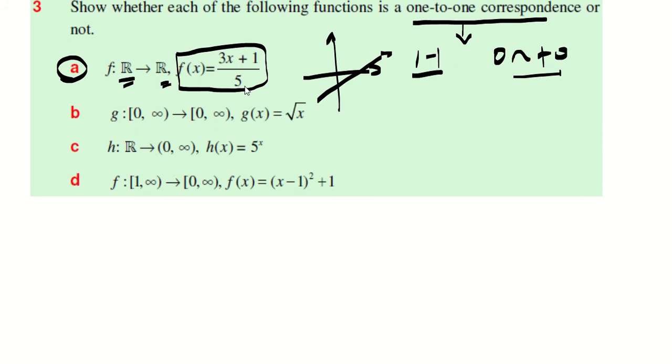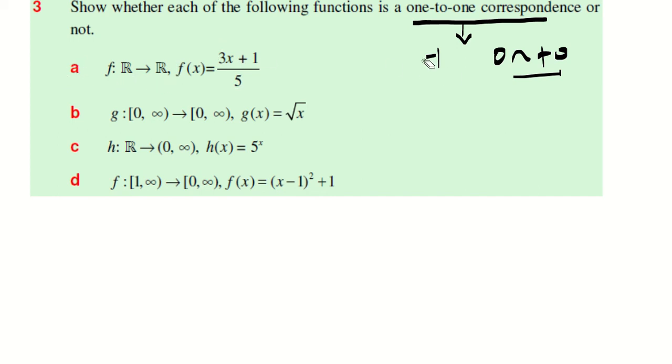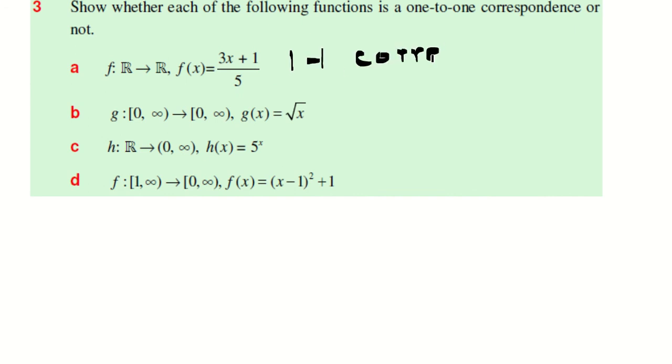Anyway, it is a straight line, so it can be crossed only once by a horizontal line. You can check. Therefore, linear functions are always, without any precondition, one-to-one and on-to. So we can say the first function is a one-to-one correspondence. What about B?